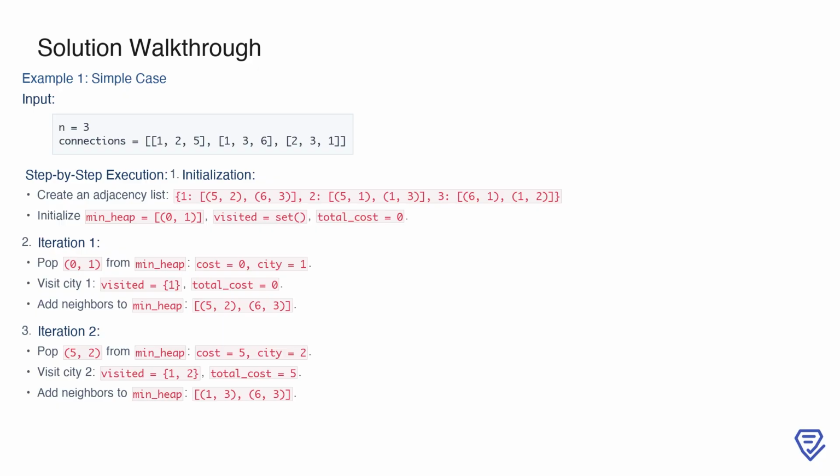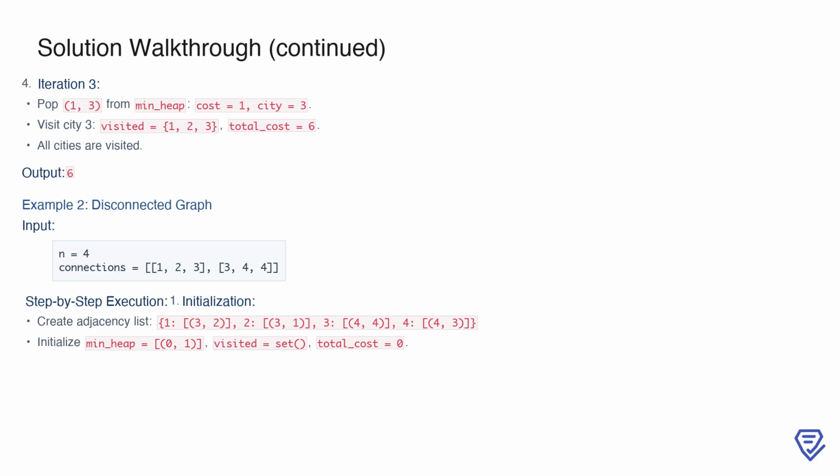In the second iteration, the smallest cost in the heap is 5 for City 2. We pop it, visit City 2, update the total cost to 5, and add its unvisited neighbor, City 3 with cost 1, to the heap. In the third iteration, we pop the smallest cost from the heap, which is 1 for City 3. After visiting City 3, we add it to the visited set and update the total cost to 6. At this point, all cities have been visited, so we stop the process. The final output is 6, which is the minimum cost required to connect all cities.